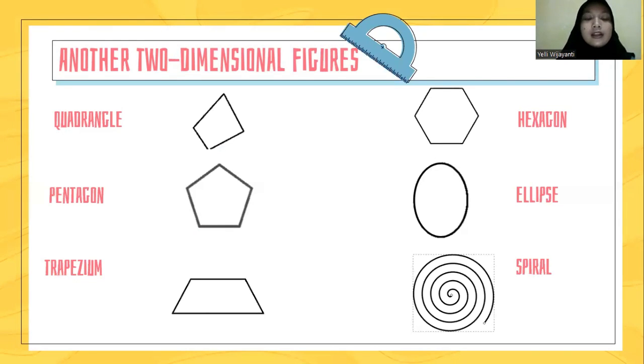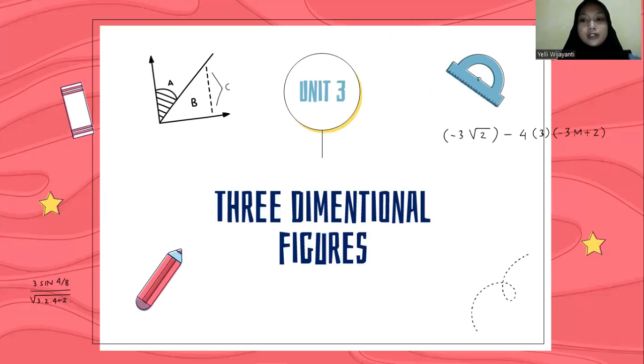Here are another two-dimensional figures. The first one, quadrangle. As you can see, all the sides are not similar. And then the next one is pentagon, trapezium, hexagon, ellipse, and spiral. I think that's all from the two-dimensional shapes from me. Thank you. Back to moderator.